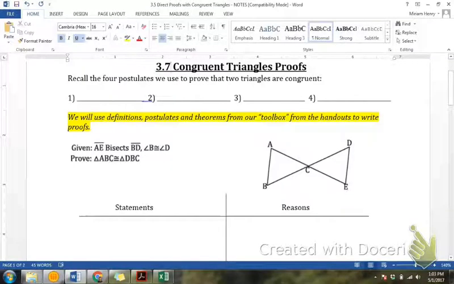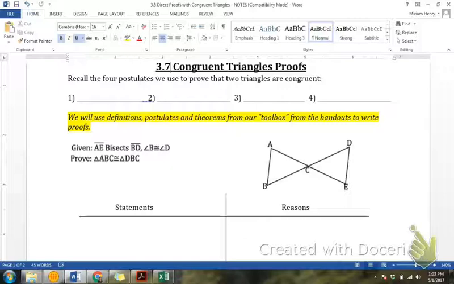Okay, so lesson 3.7 is congruent triangle proofs, or proofs of congruent triangles, whichever way you would like to write it. Where does that go in the topic? Yes, in the topic. Can you go with me, please, to page 32? Proofs. So in this lesson today, we are proving that two triangles are congruent.